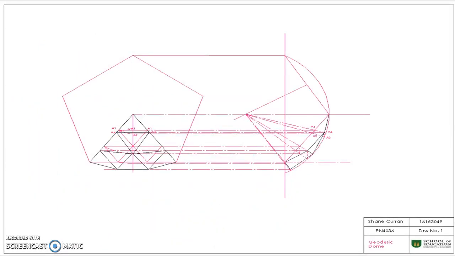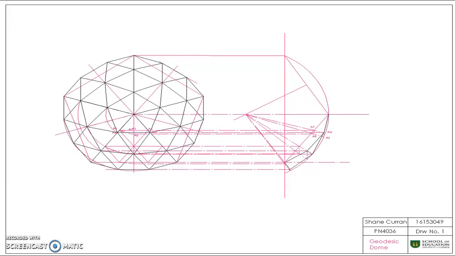Then I have the icosahedron method, where it's the same principles behind it, except we use a pentagon instead of a square to start. And just looking at the solution to it, we can see the same principles of the rotation about a point.